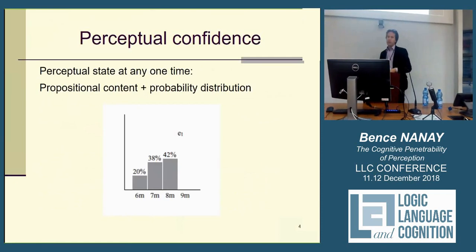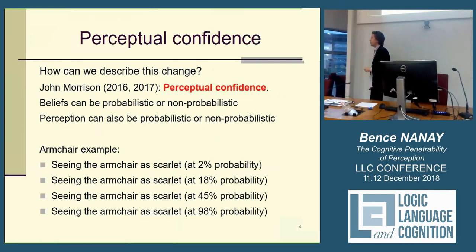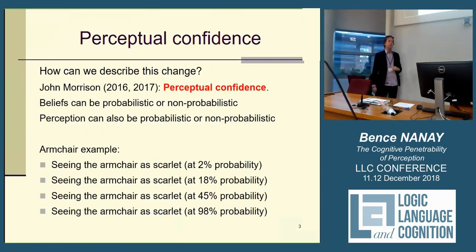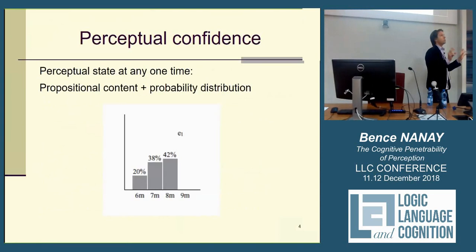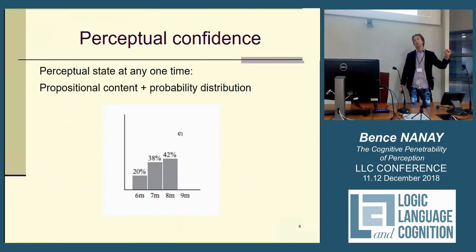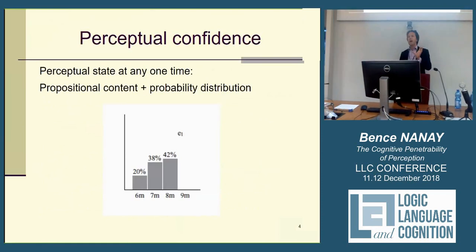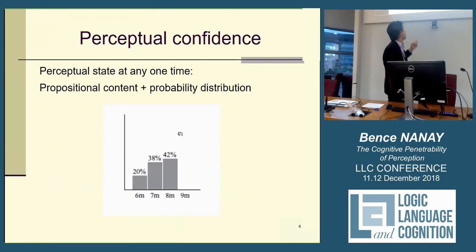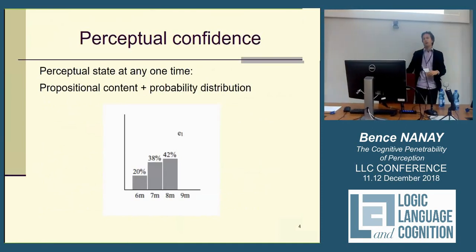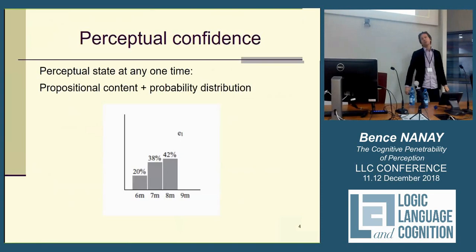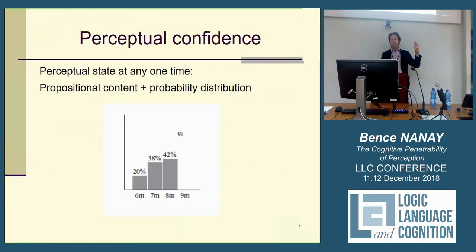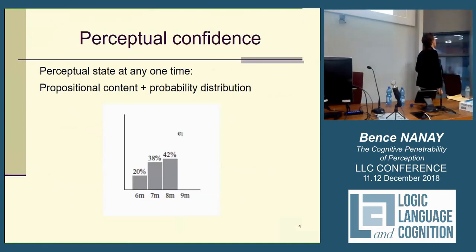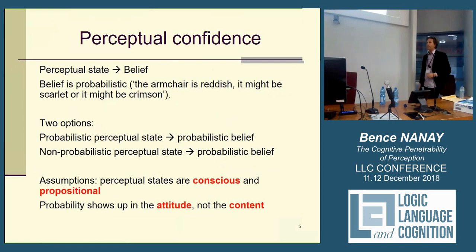The general picture that people who endorse this kind of perceptual confidence picture work with is one where the perceptual state depends on these two things: the propositional content, which they invariably take to be propositional content, and a probability distribution. This is a graph from Morrison's article. This is the way the content of the perceptual state should be cashed out. There are the various propositional contents, different examples about distance. Each of them is assigned a certain probability.